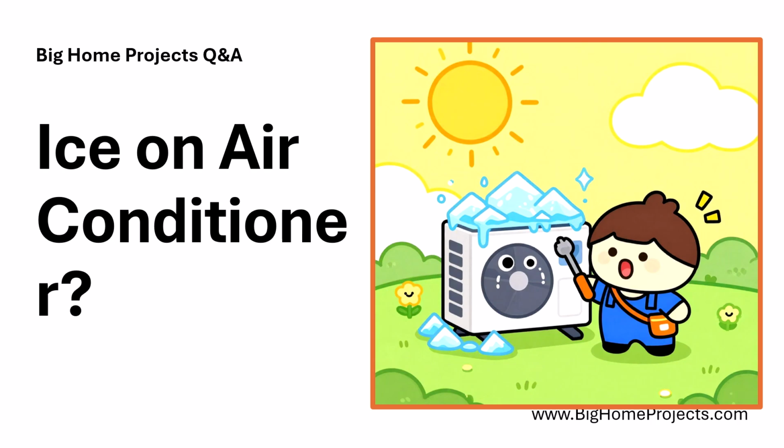Why is there ice on my air conditioner? Ice forms on your air conditioner when warm, moist air touches a very cold evaporator coil, usually because something is blocking proper airflow or the refrigerant level inside the system is too low.